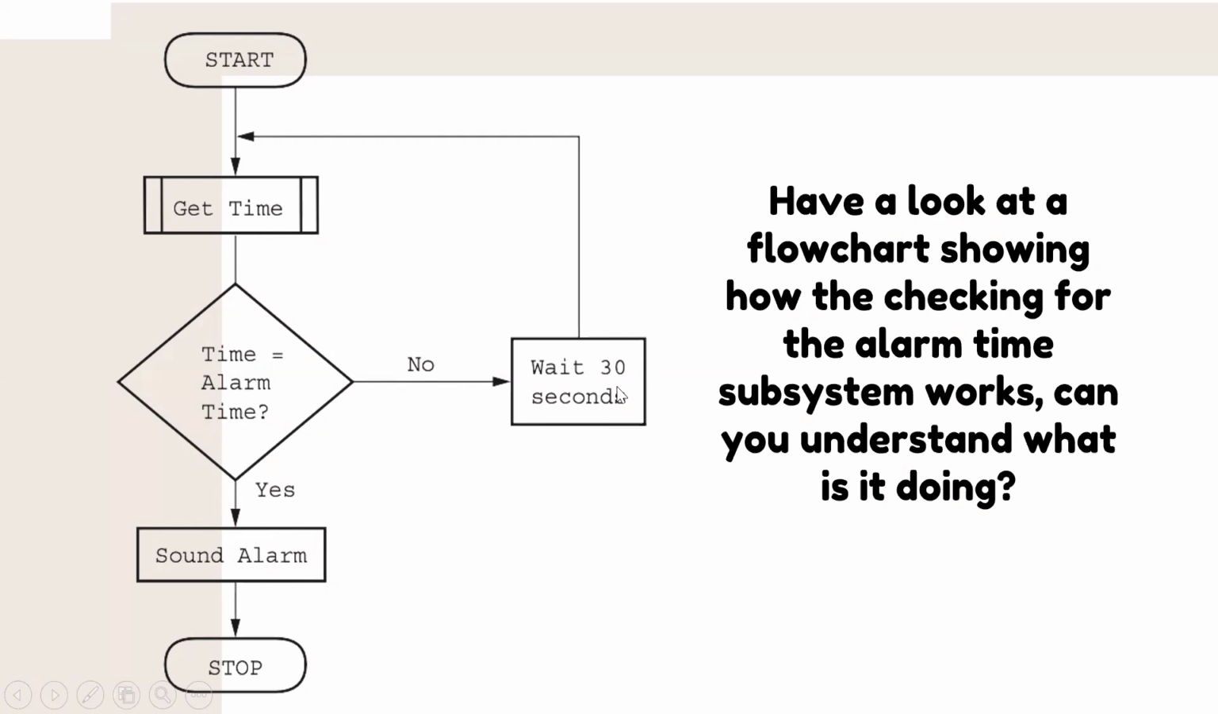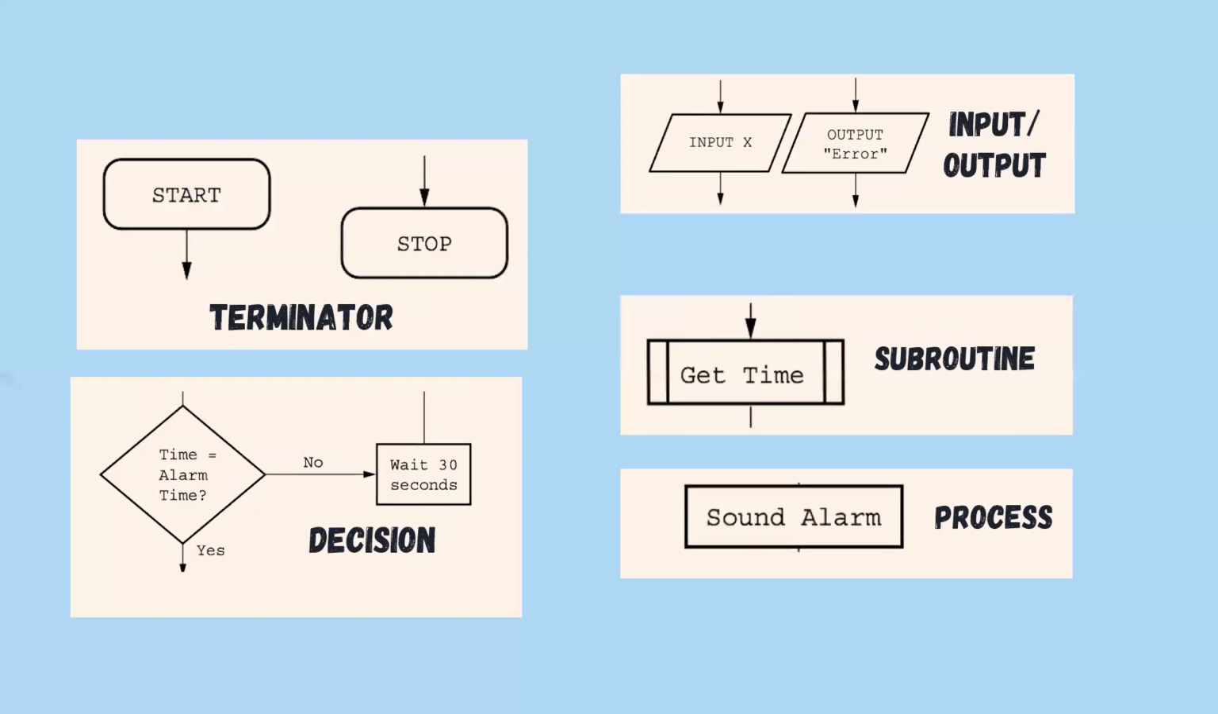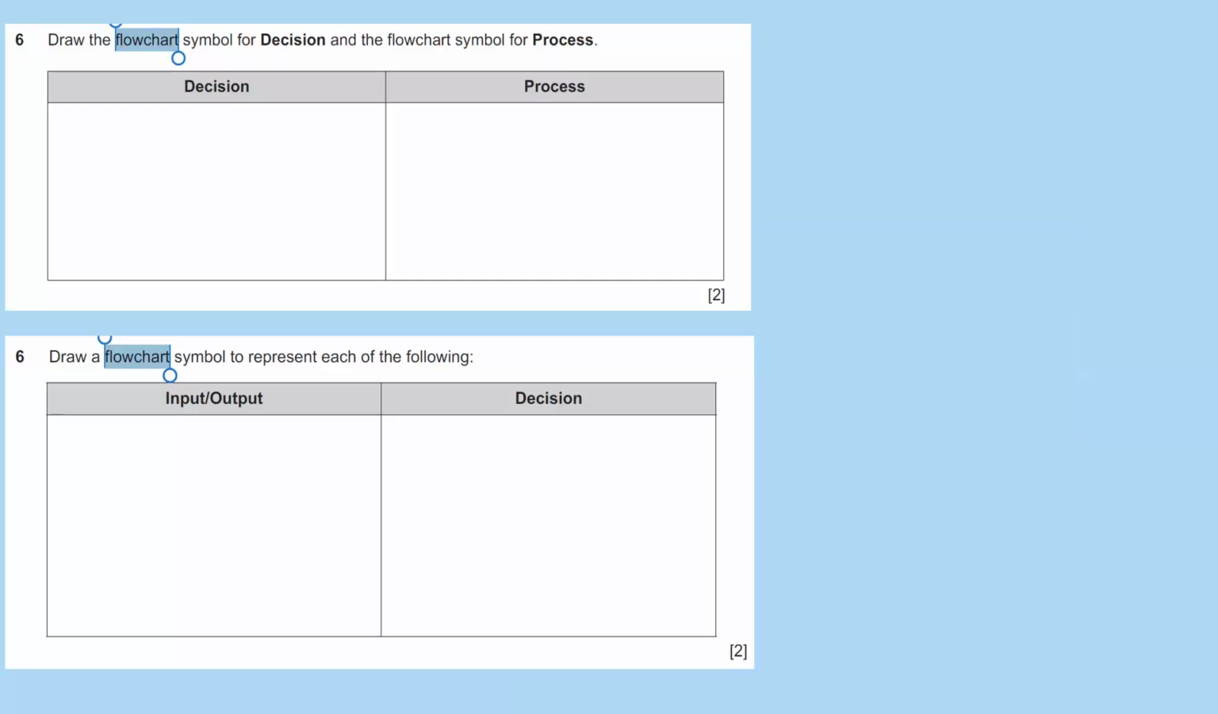If no, then wait for 30 seconds, and we understand that we cannot go for a 30-second wait. We can go for 5 seconds or probably 1 second. After 1 second, we are going to check it again and again. So please mind that these are the terminator, decision, input output, subroutine, process, and the other things.